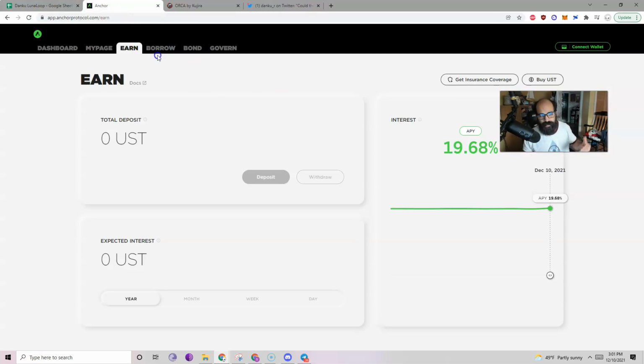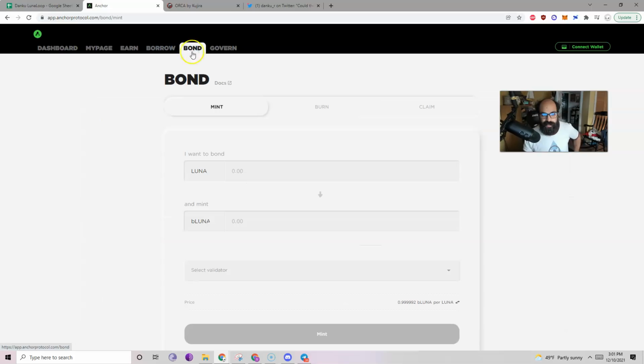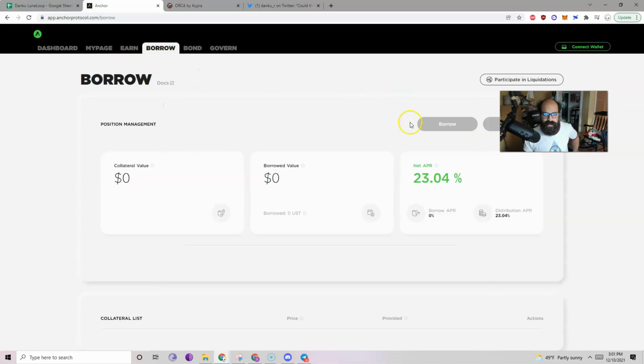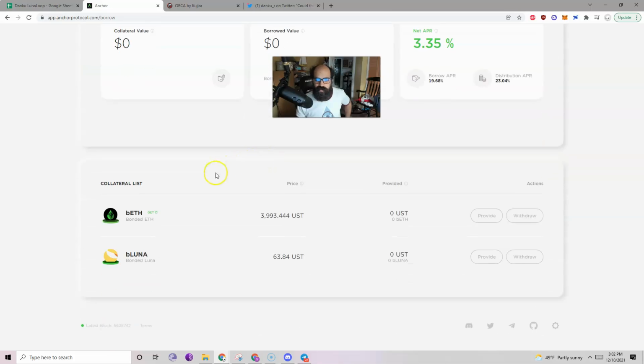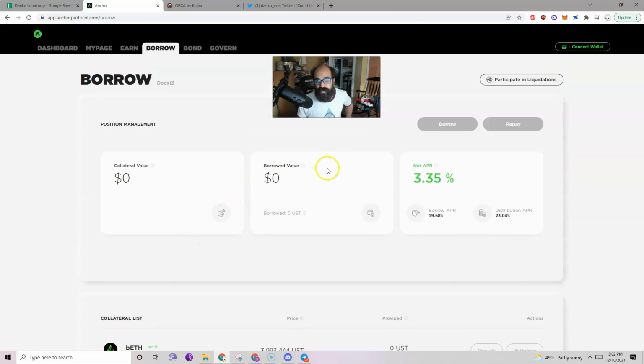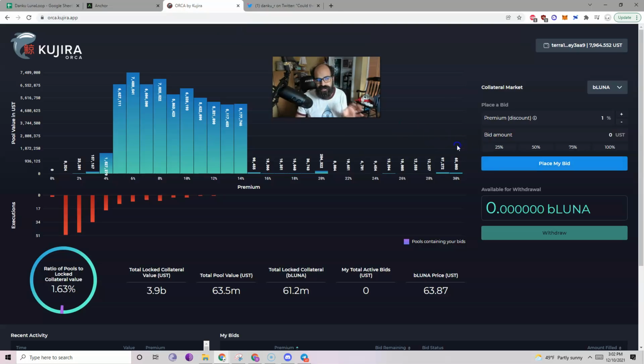So pretty much what you would do is you would go to bond and you would bond your Luna, however much you might have, and then after you've bonded it, you would go over to borrow. You would borrow against your bLuna. By the way, you'd be getting an APR off of that, which is pretty cool. You'd be getting 3.35% APR. Then you would borrow against your bLuna, 30% in this case. You would get UST, and with your UST, you'd place a bid on Orca.